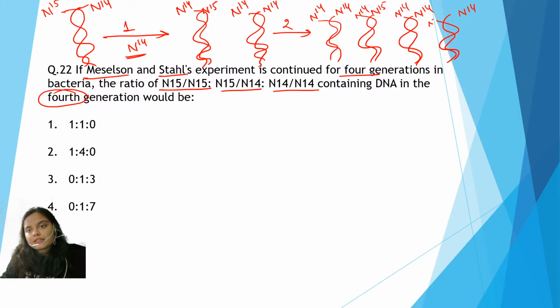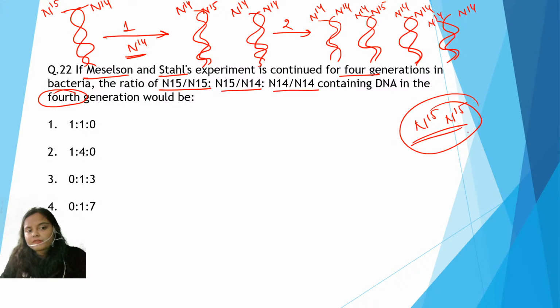As you progress towards the next generations, you can see that the N15 N15 condition is not found, because every time the N14 medium is present. So the N15 N15 condition is not possible. So it will be 0. It will be how much? It will be 0. Now you can see in this generation how many molecules contain a strand of DNA which contains N15?